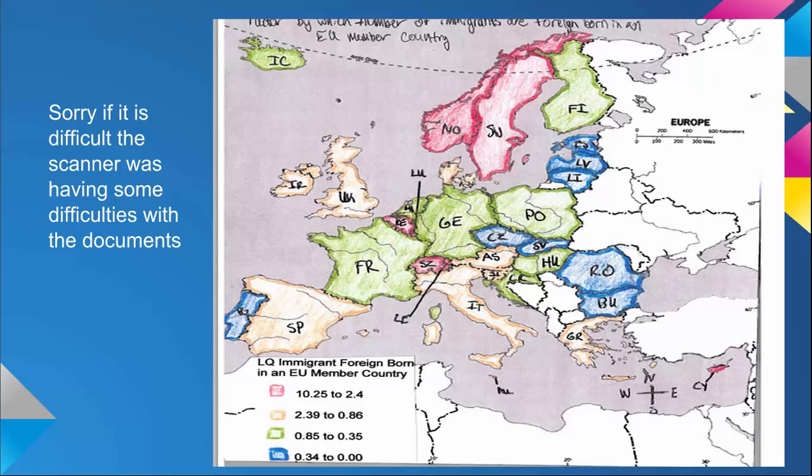I'm sorry that this is a little bit difficult to read. The scanner was having some difficulties with the documents. As you can see, the countries with the highest immigrants foreign-born in an EU member country are highlighted in red, and then next in orange, but it looks a little yellow in the picture, then green, and then the ones with the lowest were depicted in blue.